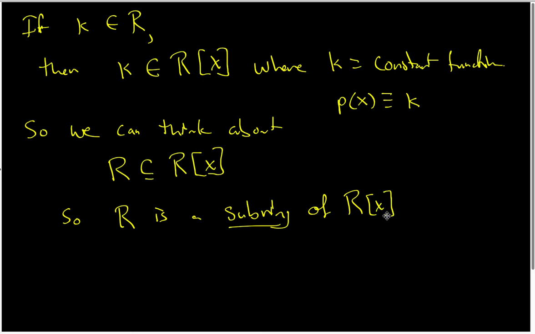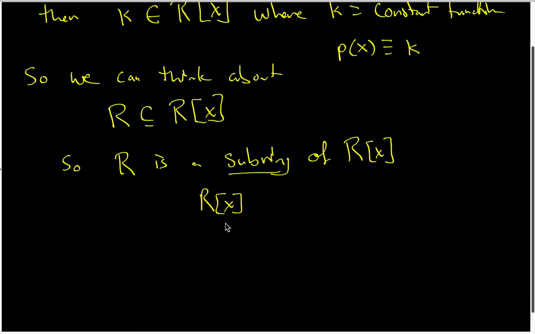Because if you add two things in R together, that's the same as adding two constant functions together, and if you multiply two things in R, that's the same thing as multiplying two constant functions together. So R is always going to be a subring of the ring of polynomials. And that's an important fact, and that's actually why we tend to call R a base ring, because the essential picture starts to look like this. And so R is down here as the base.